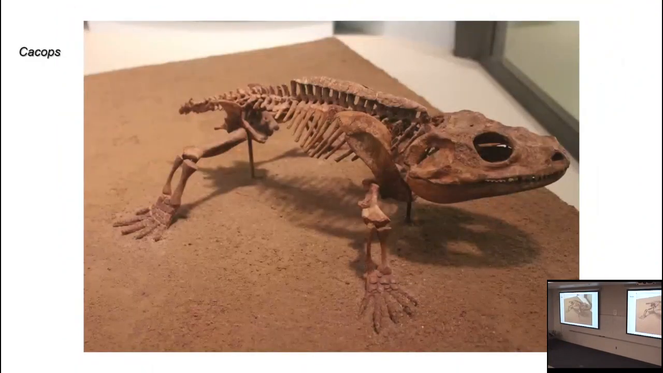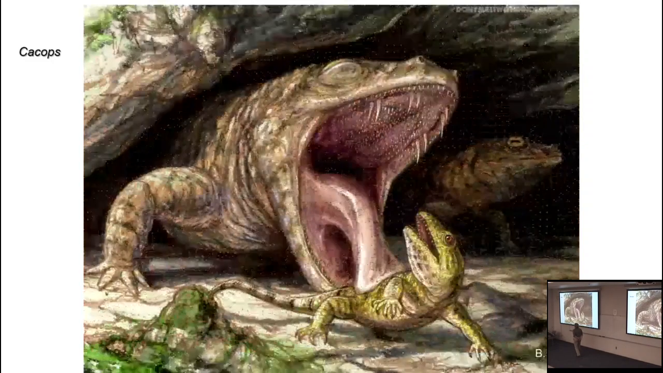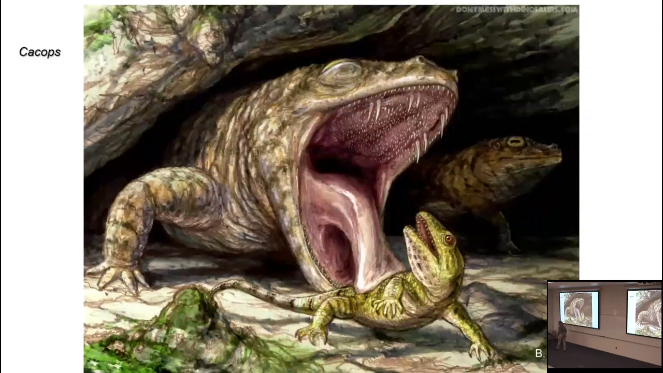And some of these amphibian-grade animals were actually really good at moving around on land. This thing, look at those legs there, nice, good neck, strong skull. This is a terrestrial animal. It's actually a predaceous animal, eating other land vertebrates.